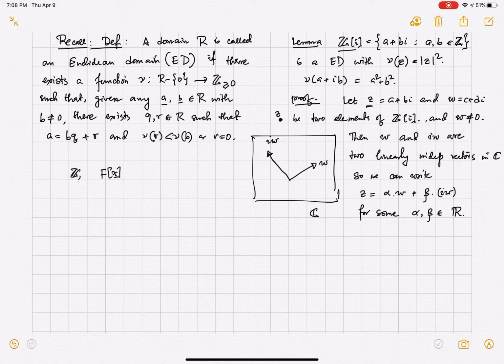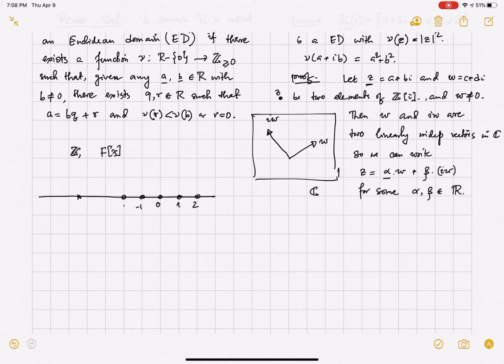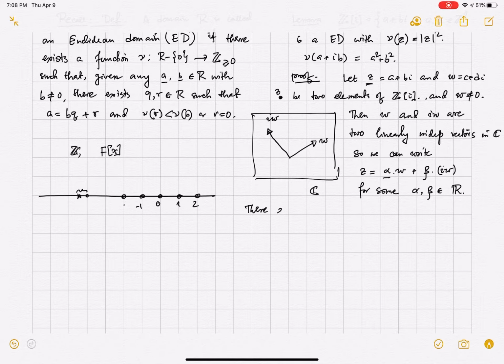Now if you give me any real number, I can always find an integer which is within half distance from it, because if this is the real line and these are the integer points 0, 1, 2, minus 1, etc. You give me any real number whatsoever, I can always find an integer which is within half a distance of it, either on the right or on the left. So there exist, let's choose those integers.